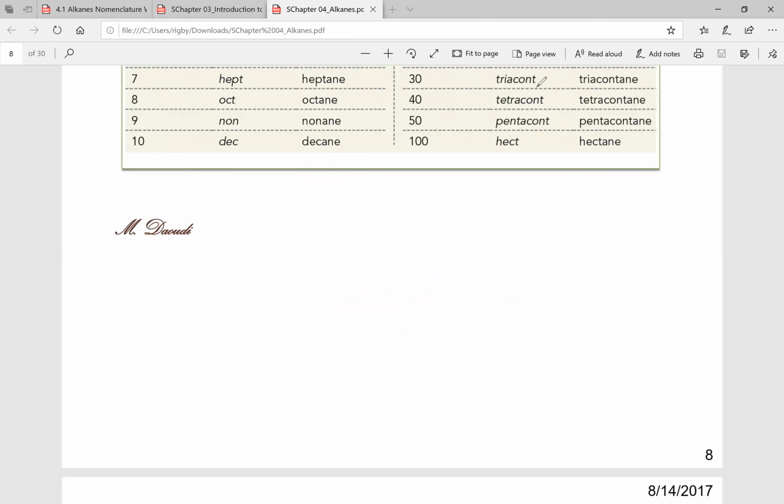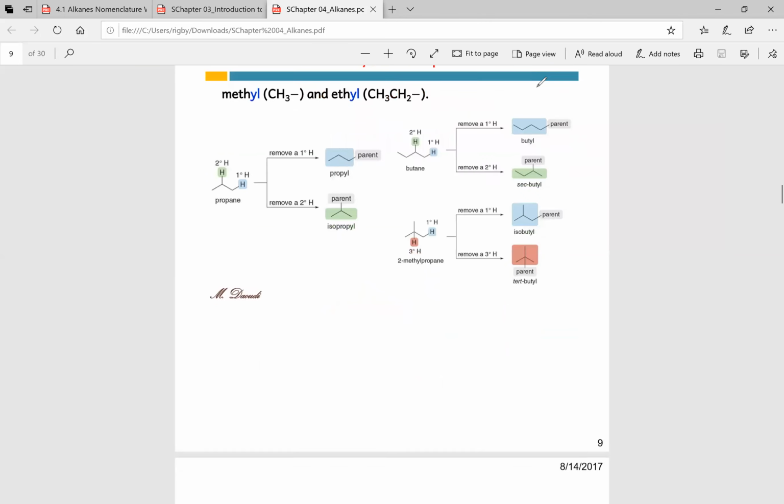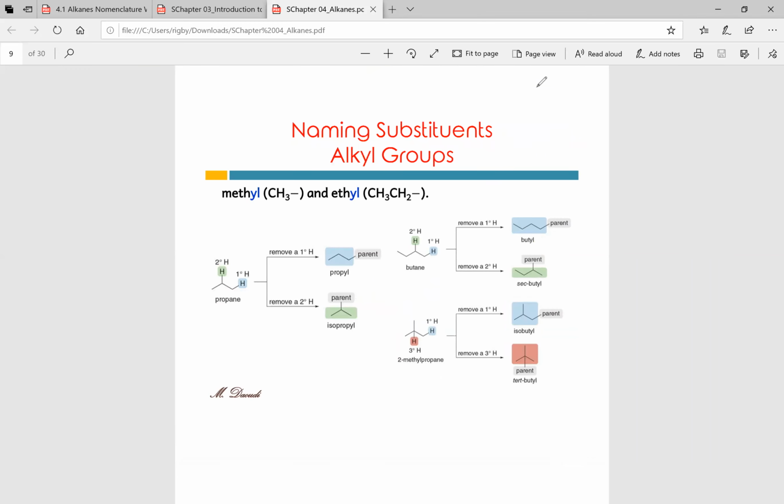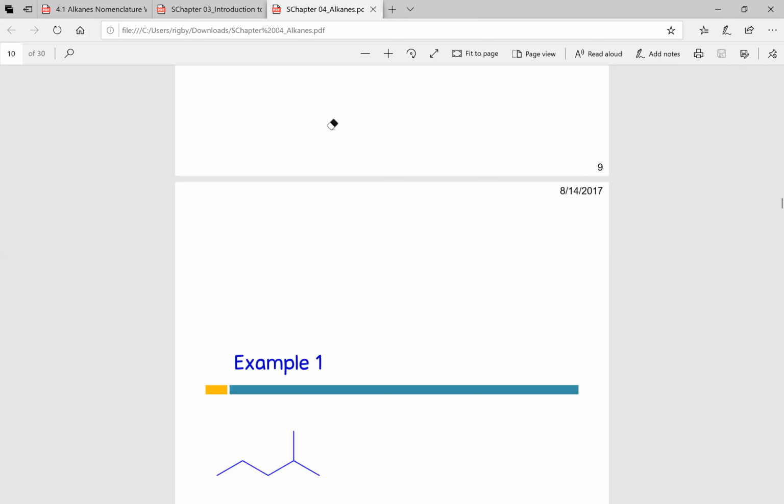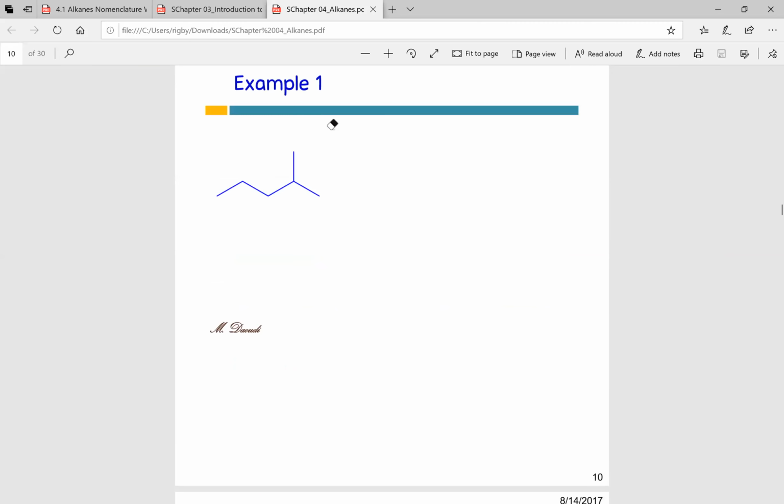All right, so let's continue on. Naming substituent alkyl groups, we kind of went over this already. When we're naming substituents, we take this root name and then we add -yl to it. So methyl, ethyl, propyl, all that stuff. All right. So example 1, we've already sort of gone over that.